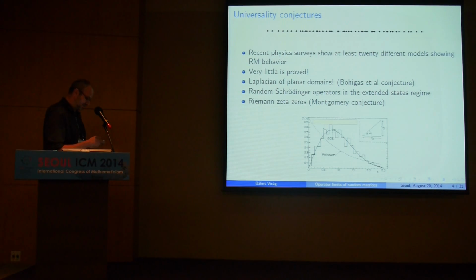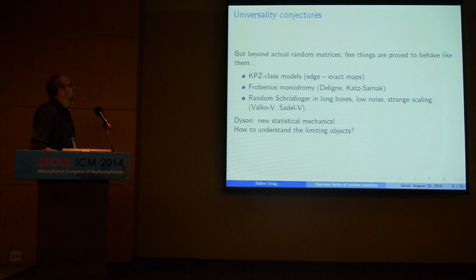And here's a picture from the paper where this was conjectured. If you take a random Schrödinger operator in high dimension, where it's conjectured to have extended states, you also believe that there would be GOE statistics. And finally, the Riemann zeta zeros should also look like the GOE: if you look at them on the scale of the mean spacing, the spacing should look like that of the GOE in the middle.